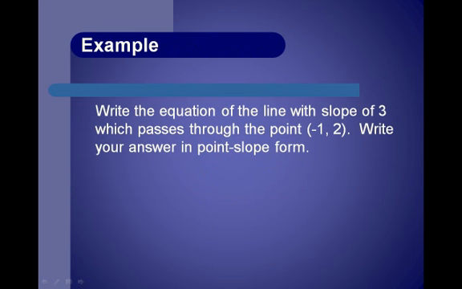Write the equation of the line with a slope of 3 which passes through the point -1, 2. Write your answer in point-slope form. So we know that m is 3. We know that x1 is -1 and y1 is 2. Now point-slope form is y equals the slope times x minus the x value plus the y value. So we're ready to substitute in.